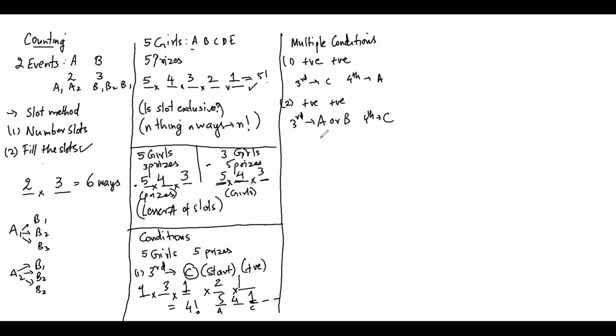So then what you will do is first start with the bigger condition. So you have 1, 2, 3, 4, 5. First you will give away the third prize. In how many ways can the third prize be given? The third prize can be given in 2 ways. Now go to this one. In how many ways can the fourth prize be given? The fourth prize can be given in 1 way. Now you have 3 prizes left and 3 girls left. So this is your answer.